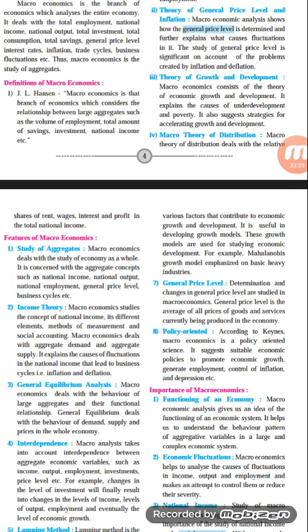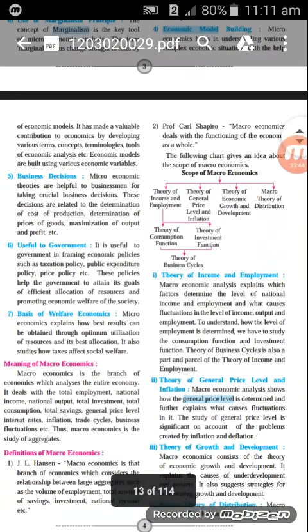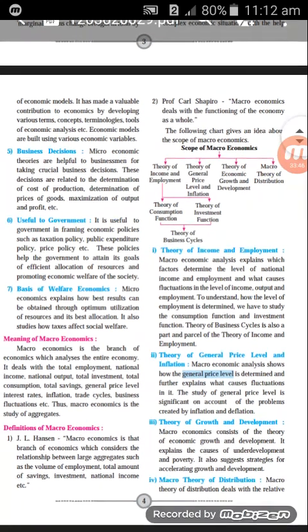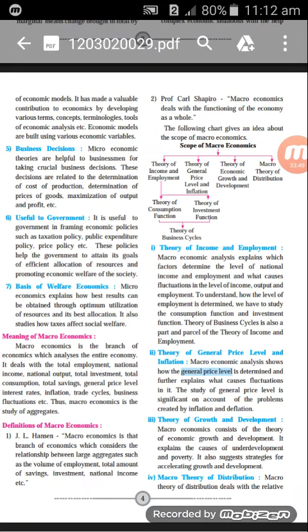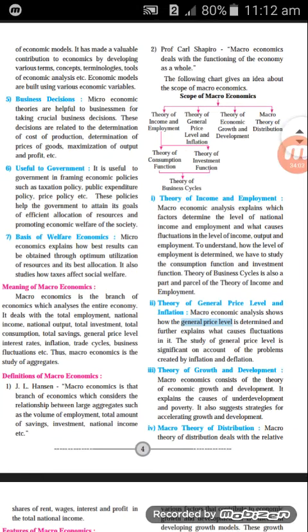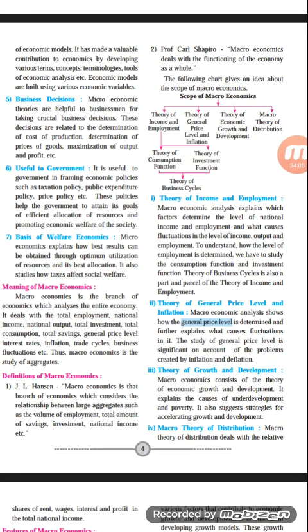Now let us see the second definition that is given to us by Professor Carl Shapiro. Macroeconomics deals with the functioning of an economy as a whole. Here it says that according to Professor Carl Shapiro, it deals with the functioning of a whole economy. That means it studies the whole economy of that particular country. Let us see the scope of macroeconomics. That is the things which are there in macroeconomics.